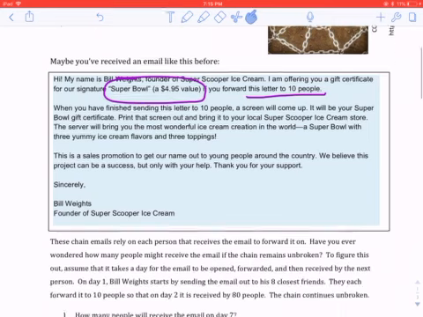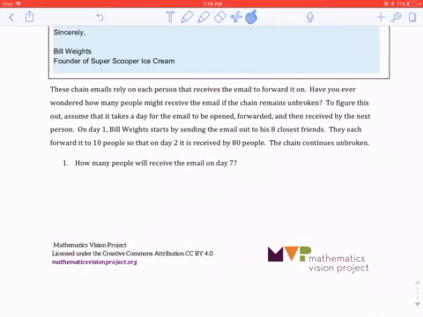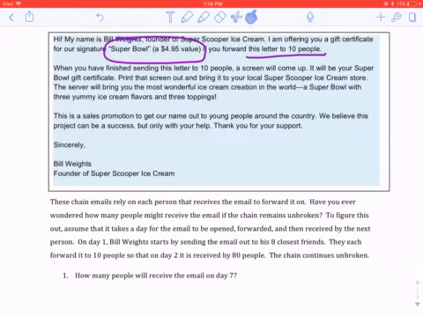It's pretty cool. So what we're going to do is try and figure out how much this email gets spread, because he wants to help grow his business, but unfortunately, he might be giving away a lot of free ice cream. We're going to figure this out here.